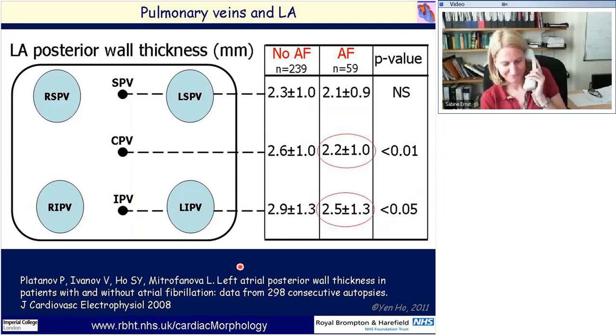Staying with the left atrium for the moment, there are differences particularly with regard to the thickness of the left atrial wall, and this is a series of consecutive autopsies in which the majority had no AF and fewer had atrial fibrillation recorded in the history. Three spots of measurements were made, between the superior pulmonary veins, between the inferior pulmonary veins, and a central location. The only significant differences were found in the central location and also in the inferior location between the pulmonary veins, between those without atrial fibrillation and those with a history of atrial fibrillation.